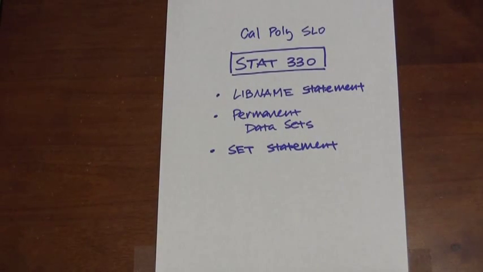Hey everyone, this is for the Stat 330 students. This is something that I wanted to put together because this is a question that I've been getting a lot, and it's something that has caused a lot of confusion in the past, so I thought I'd give you a little bit of review on these topics that we talked about recently. It's on the LIBNAME statement, permanent data sets, and how we use the set statement with that. And hopefully with this little example that I'm going to give you, it'll make things a little bit clearer.